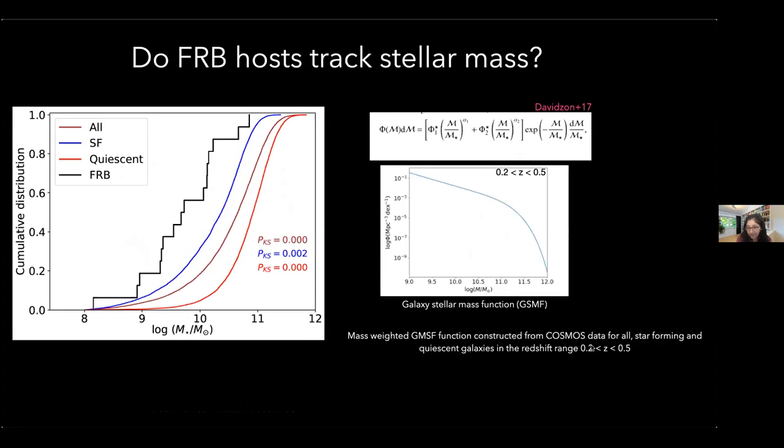We did that for the galaxies in the COSMOS data in the redshift range of 0.2 to 0.5. And then we made a weighted cumulative version of this plot, and we compared that with the observed FRB host mass distribution. So that's our FRBs and those are the other galaxies. Our KS test shows that FRB hosts do not track the stellar mass of field galaxies.